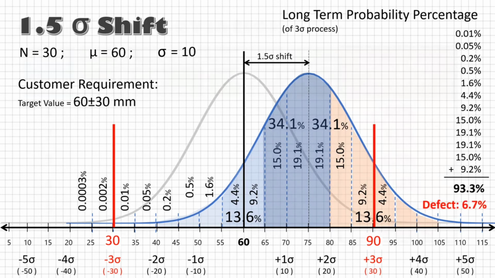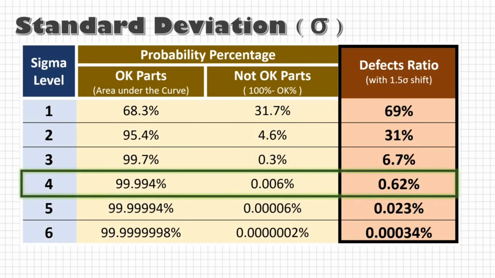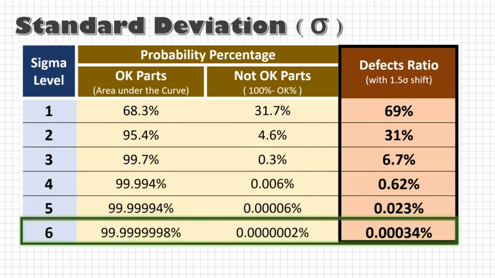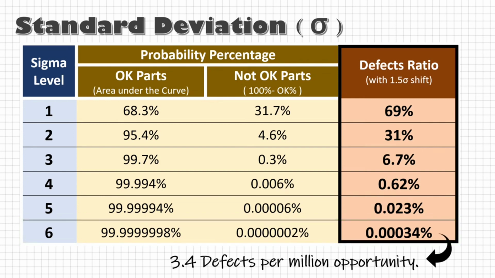The minimum acceptable level today is a 4 sigma process where the defect ratio is 0.62%. Now industries are targeting a 6 sigma process with a defect ratio of 0.00034%. This is 3.4 defects per million. See, with standard deviation how easily we can identify if my process is capable of meeting the customer requirement.